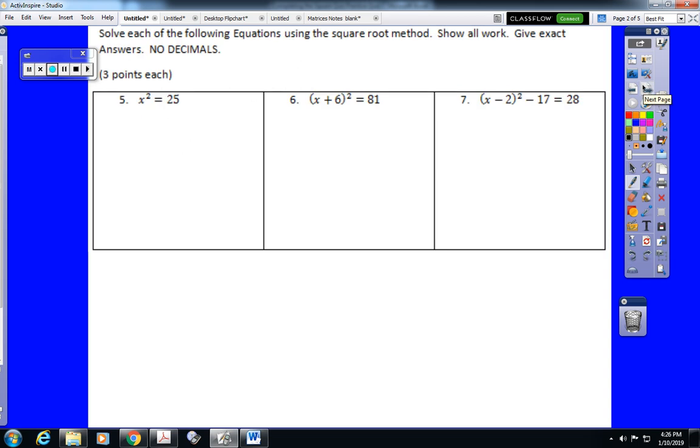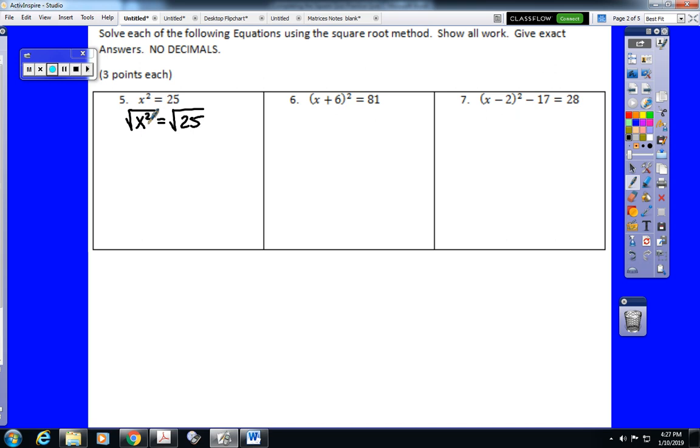The next section asks you to solve each of the following equations using the square root method. You need to show all of your work, give exact answers, and remember, I do not want a decimal answer, and nor does Miss Tepp. So you need to solve for whatever item in the equation is squared. Now on 5 and 6, that's already done for you. So your first step on 5 and 6 is going to be to take the square root of each side.